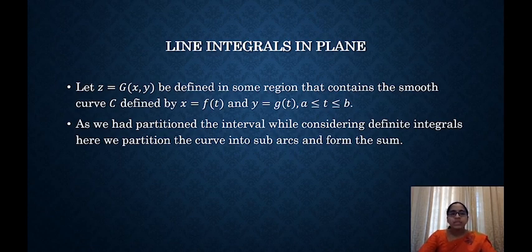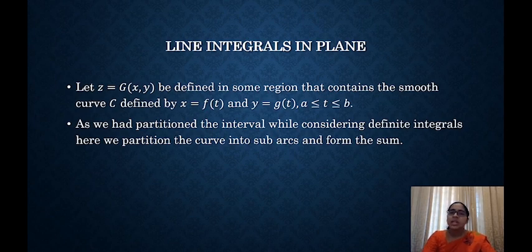So let us see, if z is equal to g of x, y is defined in some region that contains the smooth curve C defined by x is equal to f of t and y is equal to g of t, where t varies from a to b. First we are considering the two-variable case, where z is equal to g of x, y is defined in some region, and we have a smooth curve C in that region, given by the parameterization x equal to f of t and y equal to g of t, where t varies from a to b.